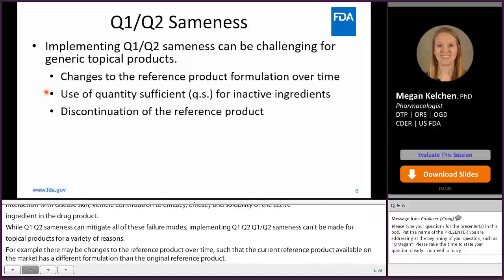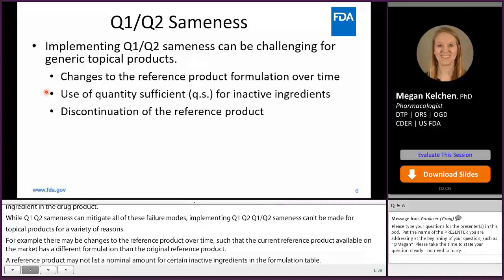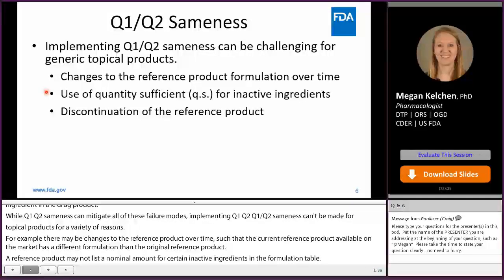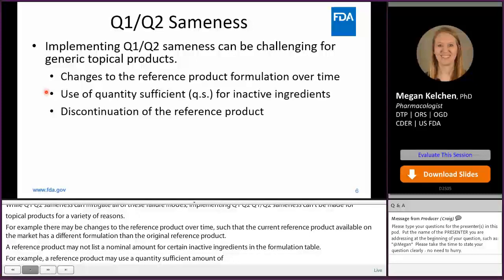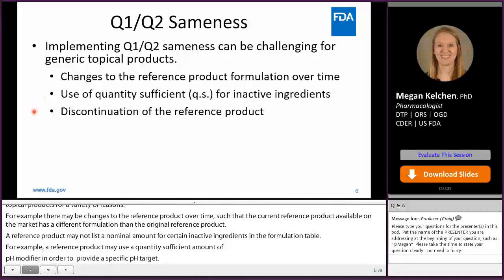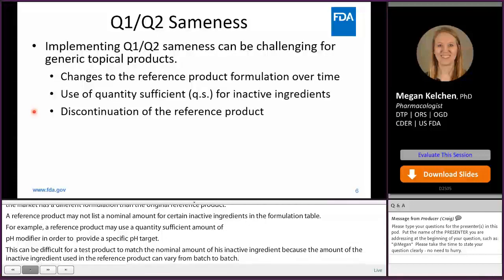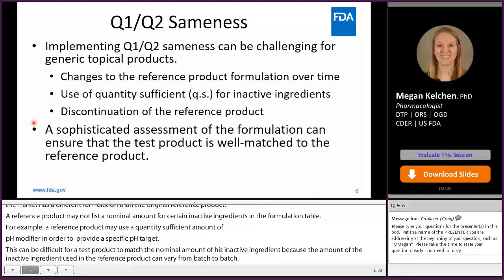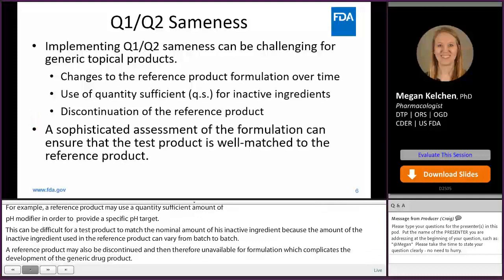For example, a reference product may use a quantity sufficient amount of pH modifier in order to achieve a specific pH target. And this can be difficult for a test product to match the nominal amount of this inactive ingredient because the amount of the inactive ingredient used in the reference product can vary from batch to batch. A reference product may also be discontinued and therefore unavailable for deformulation, which complicates the development of generic drug products. And so because of these challenges in implementing Q1, Q2 sameness, a more sophisticated assessment of the formulation can ensure that the test product is well matched to the reference product.